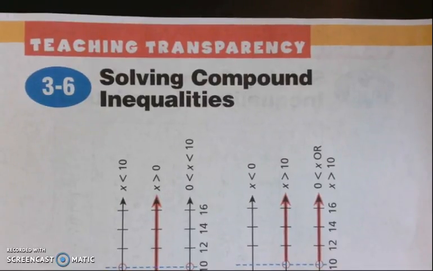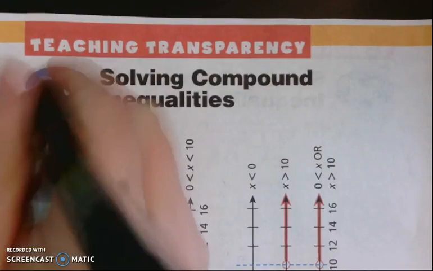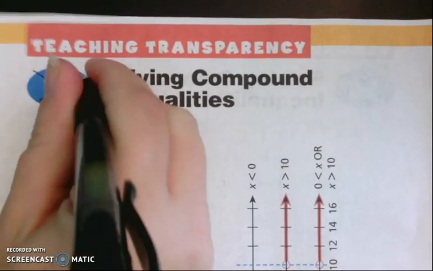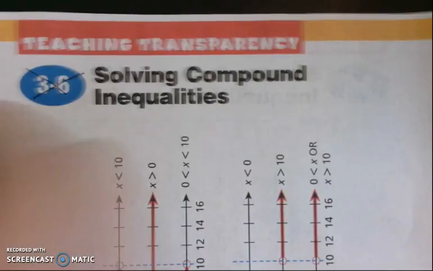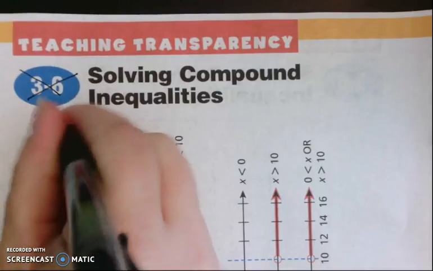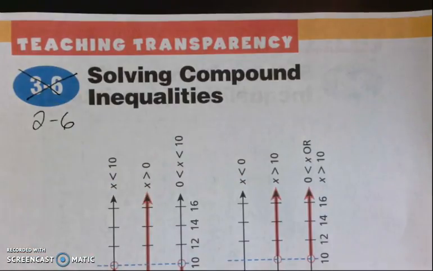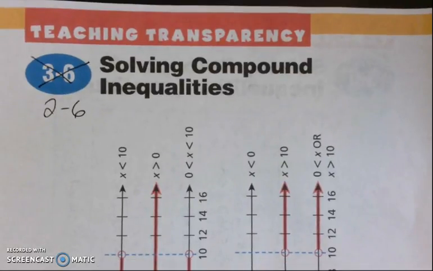Hello, so we're going to learn one of the last sections in Chapter 2. I know this says 3-6, but basically this is going to be Section 2-6 instead of 3-6. It's called compound inequalities. All the math is pretty much the same, but now it's compound inequalities. I gave you, hopefully you got this handout.